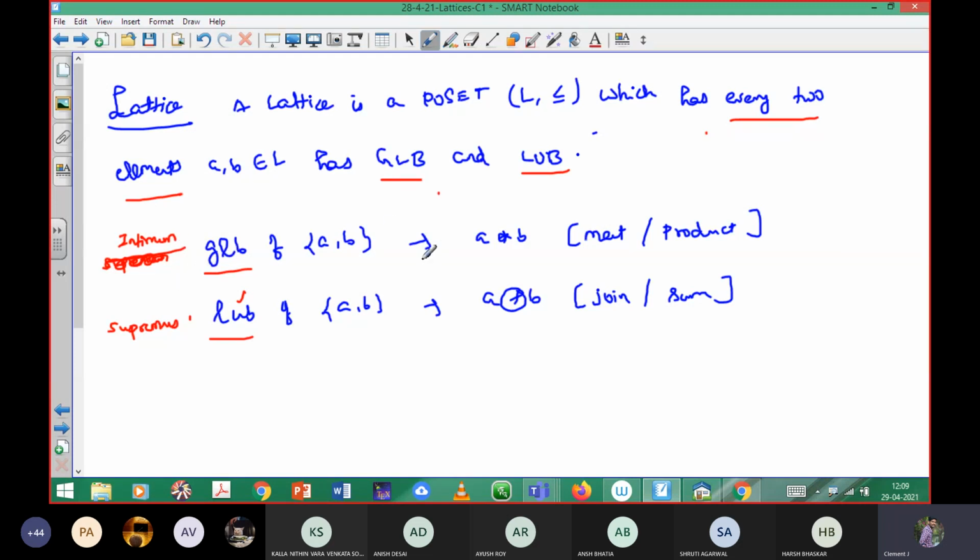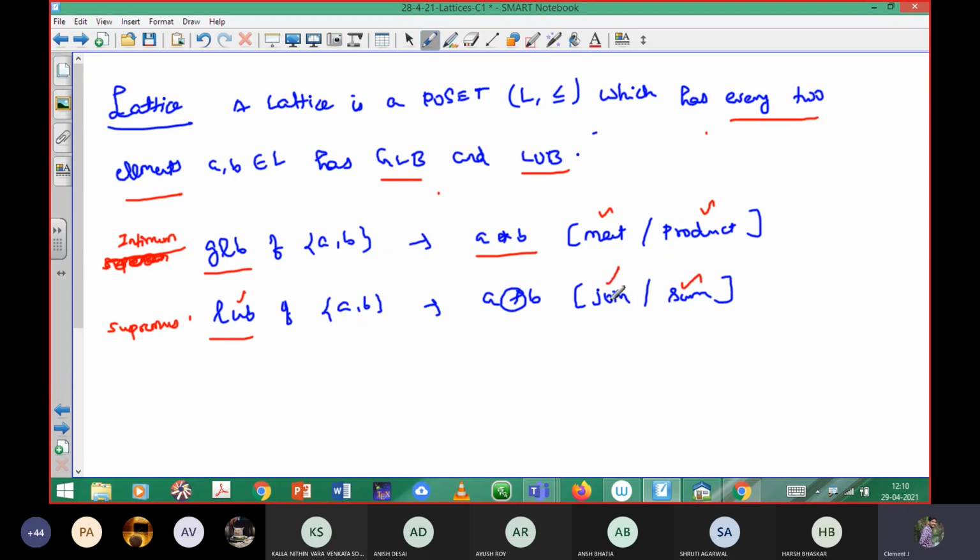So here another notation. So GLB between two elements means that they will be applied star between them. Okay, star, A star B. Okay. So LUB means A encircled plus B. In other words, they can call it like A meets B or A product B. Okay, this is also called like a GLB between A and B. So A meets B or A product B. Okay, next A join B or A sum B.